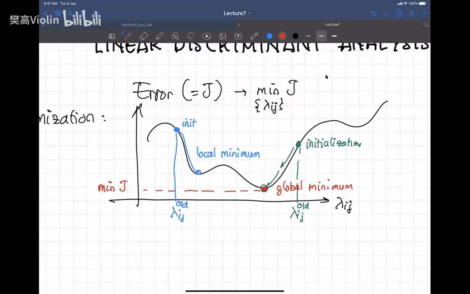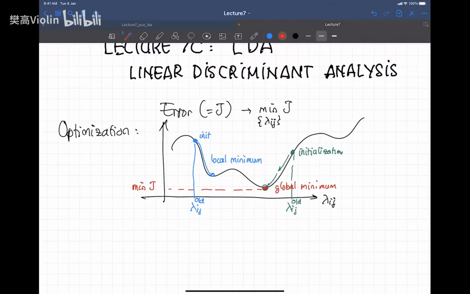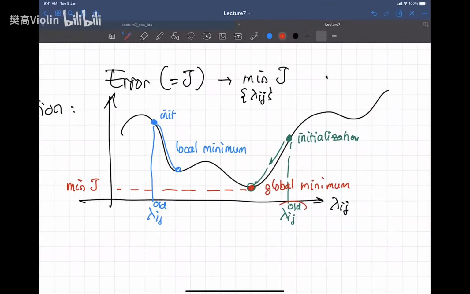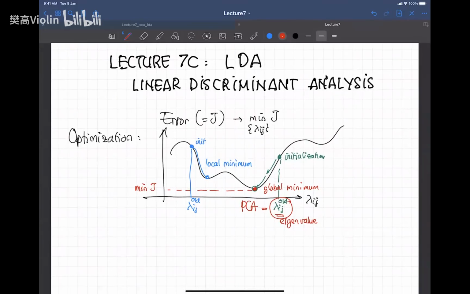Does that answer your question? My question is how do we use PCA to get a better initialization? Yeah, instead of random, you get the initial values from PCA. You use PCA first to get that lambda ij. Lambda ij is the eigenvalue. Yeah, eigenvalue. You can use PCA to get the eigenvalue. Okay, all right, thank you. Any other questions?